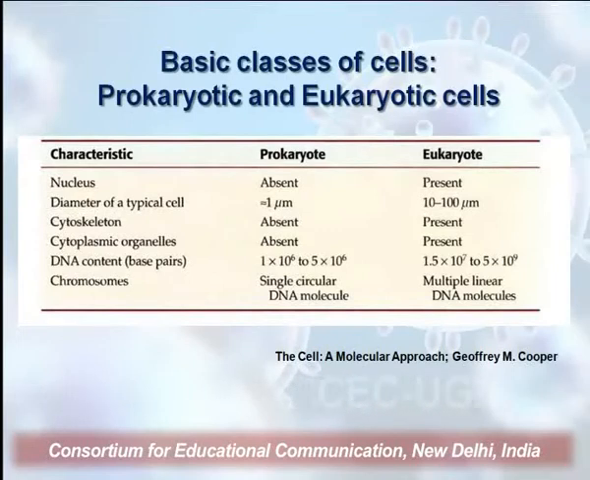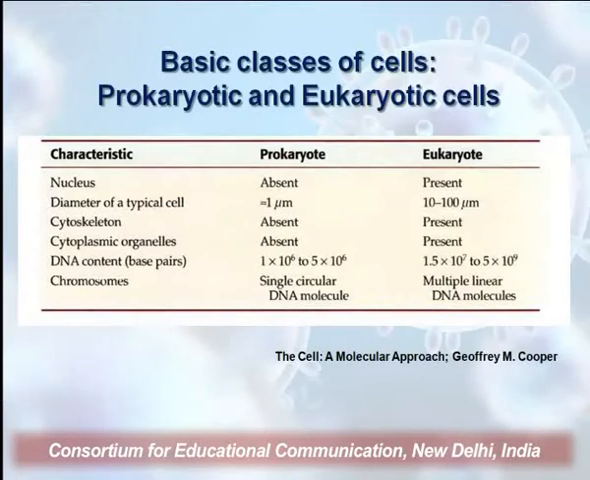The cytoskeleton is absent in the prokaryote, while in the case of the eukaryote it is present. The cytoplasmic organelles like the Golgi complex, mitochondria and the various other organelles are absent in the prokaryotes, but in the case of the eukaryotes they are present. So, the eukaryote cells are very specialized and compartmentalized to perform each and every activity in various different compartments. So, there is compartmentalization and specialization of the functions within the cell.